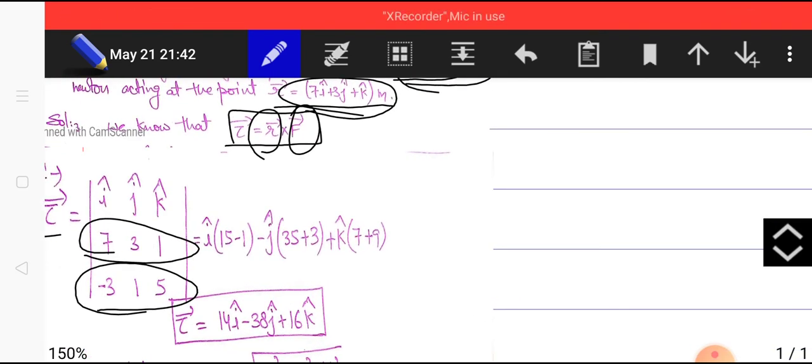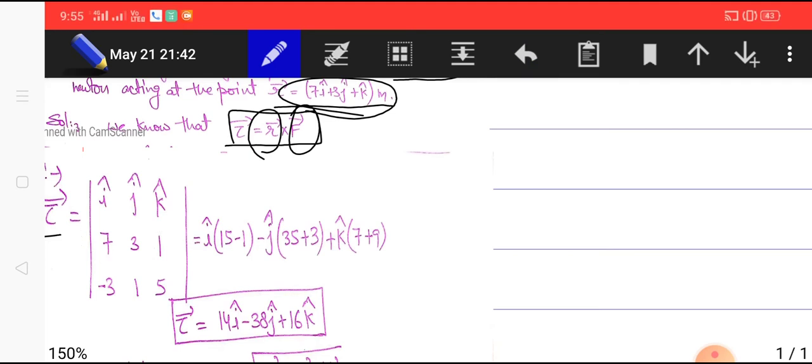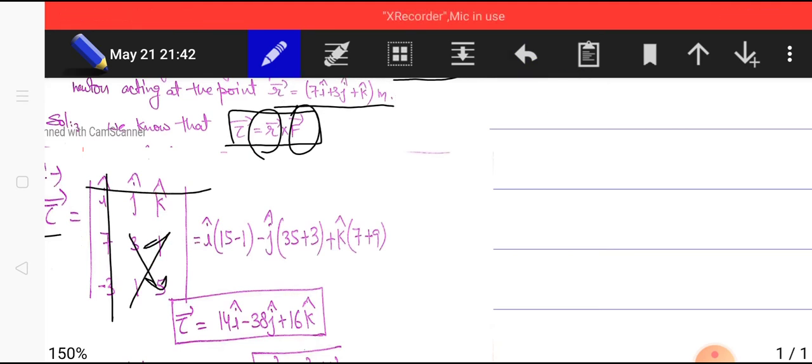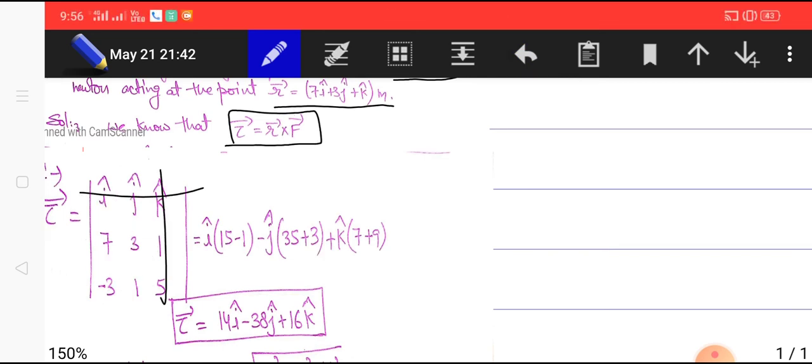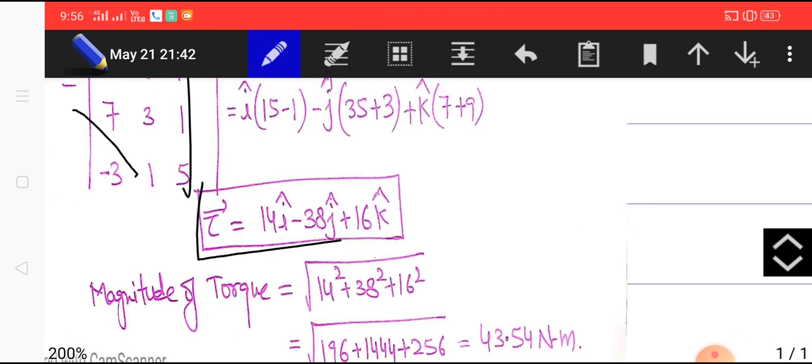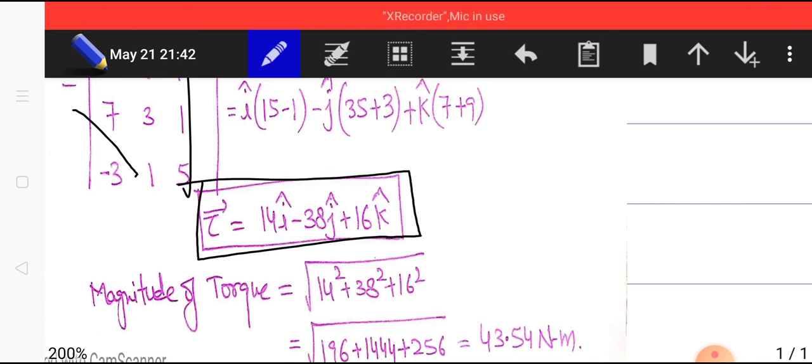Then we evaluated this in the same way as the above method: hiding i, 3 into 5 minus 1 into 1, i; then hiding j, 7 into 5 minus 3 into 1, so 35 plus 3, and there is always a minus sign with j; then hiding k, 7 into 1 minus minus 9, 7 plus 9. So you will get the vector torque equal to 14i minus 38j plus 16k.